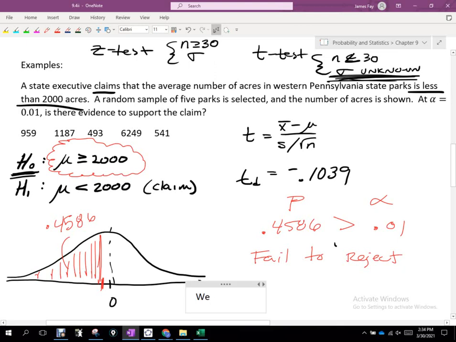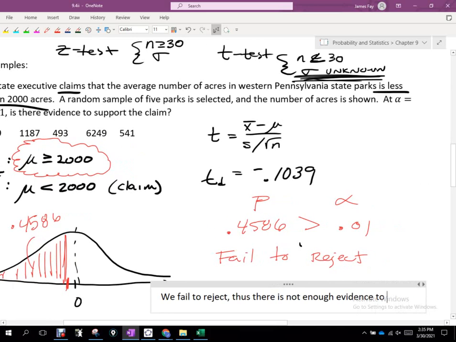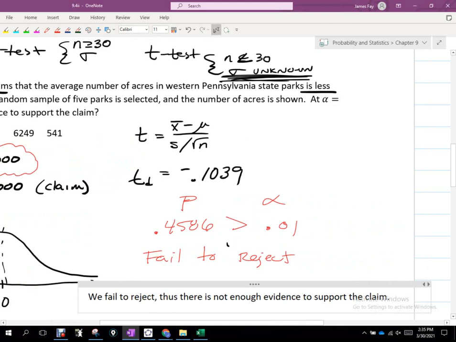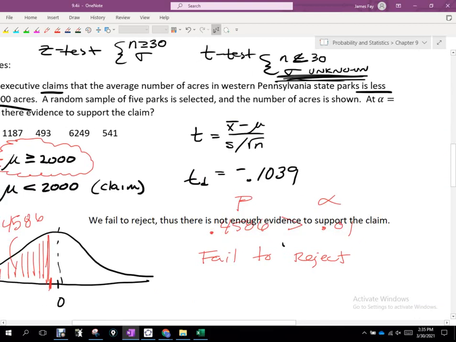We fail to reject. Thus, there is not enough evidence to support the claim. Okay, and that's the phrase that we're looking for. Now, obviously, in MyMathLab Excel, they'll put a little bit more context in that phrase. They'll say, well, not enough evidence to support that there's more than or less than 2,000 acres in these parks or whatever. But that's the approach there. Does that make sense?